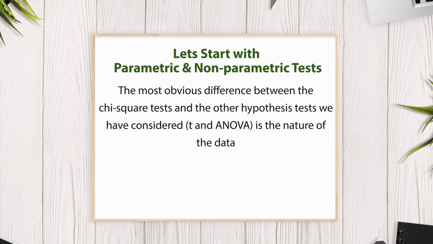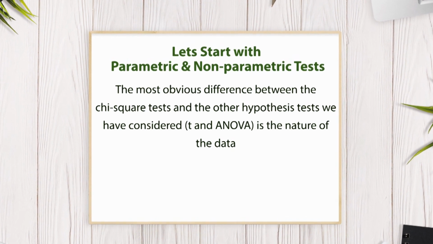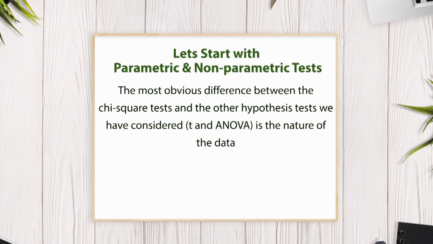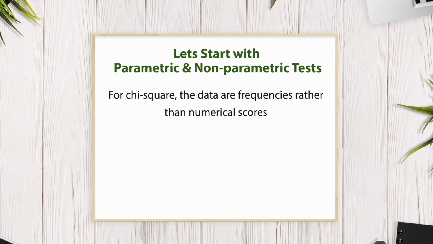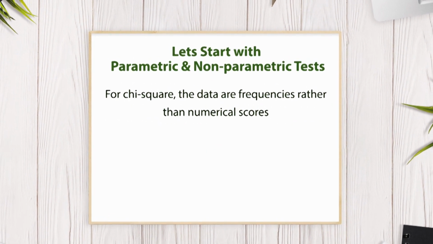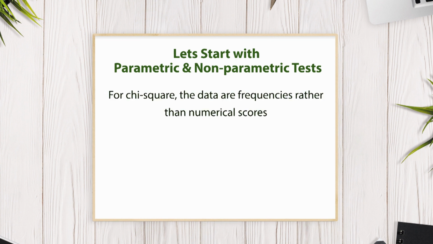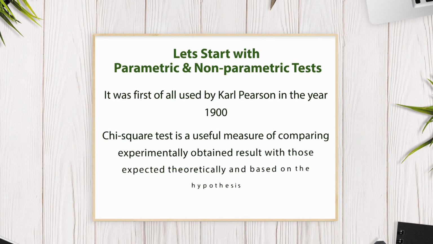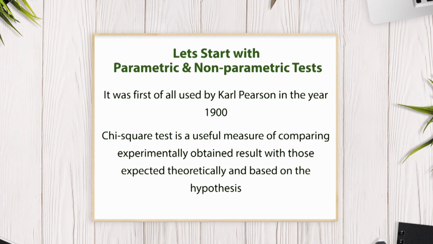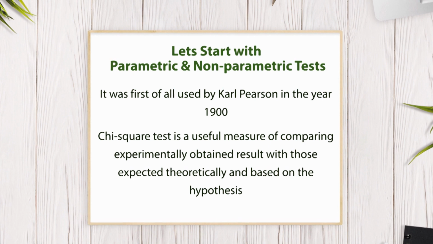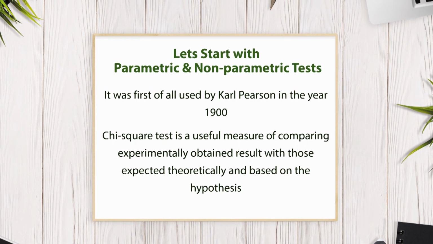The most obvious difference between the chi-square test and the other hypothesis tests we have considered, t and ANOVA, is the nature of the data. For chi-square, the data are frequencies rather than numerical scores. So the chi-square test is a test of significance. This we have to take into consideration. It was first used by Karl Pearson in the year 1900. The chi-square test is a useful measure of comparing experimentally obtained results with those expected theoretically, based on the hypothesis.